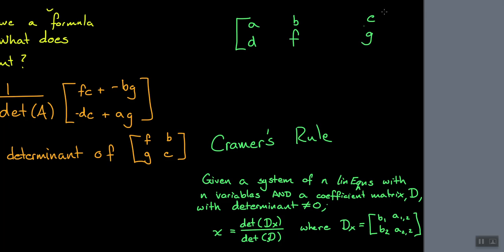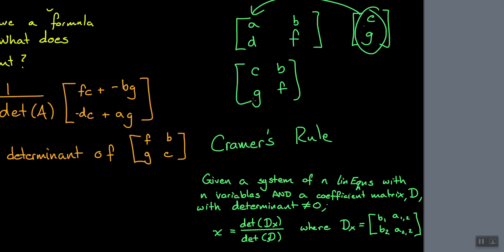Okay. And this is just me talking and thinking. I should have changed to white so you don't write. Okay. If I were to replace this here and get CGBF, if I found its determinant, it's CF minus BG, what we had a second ago.